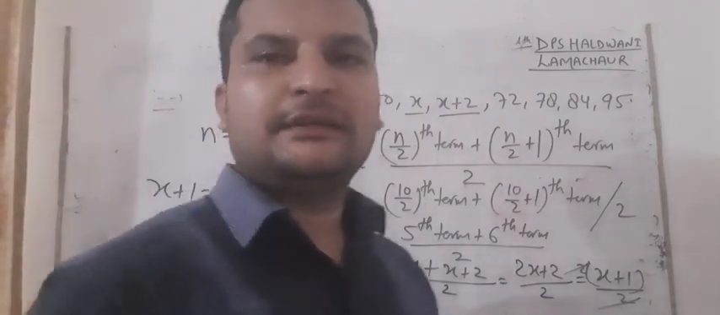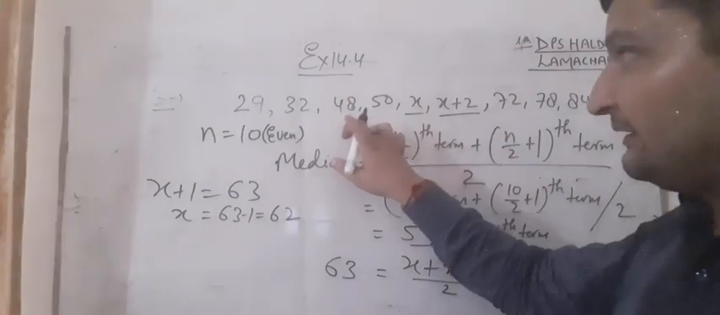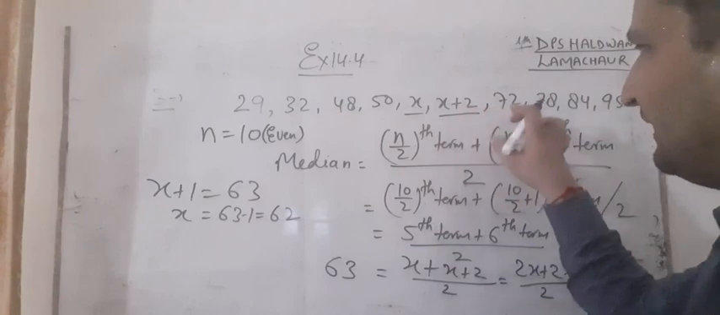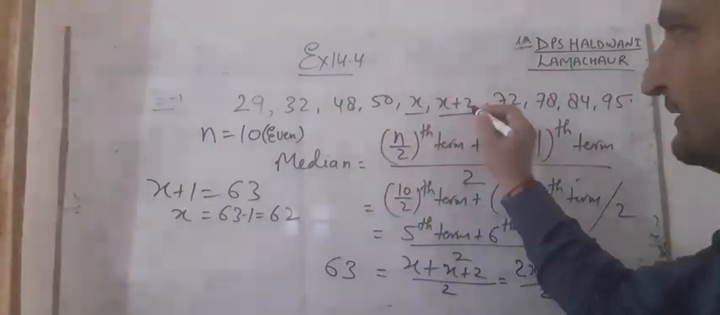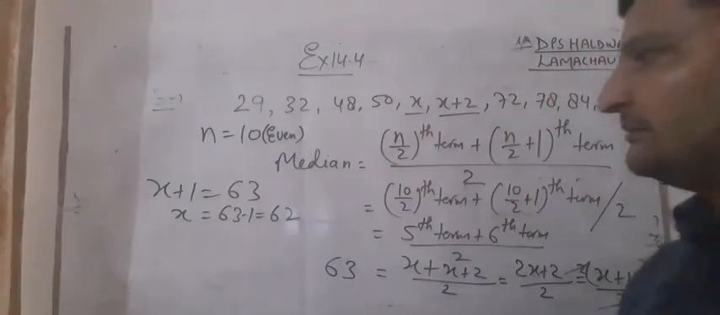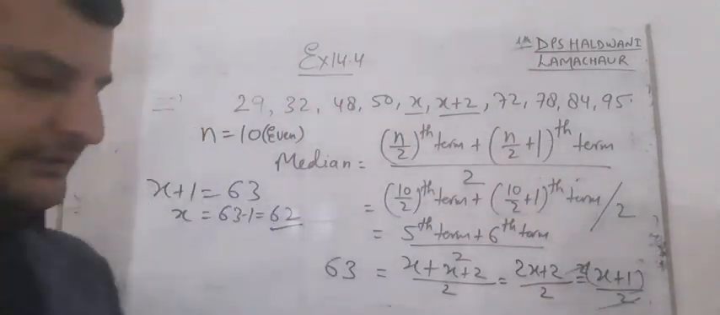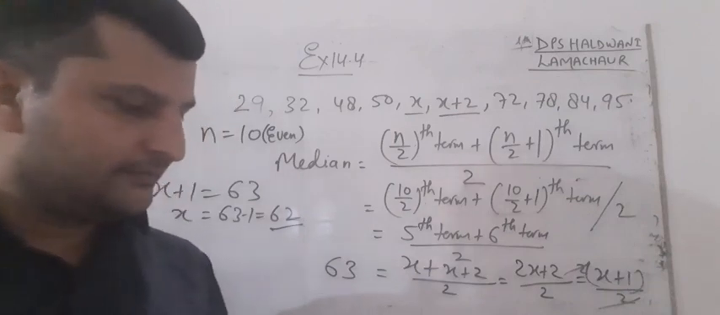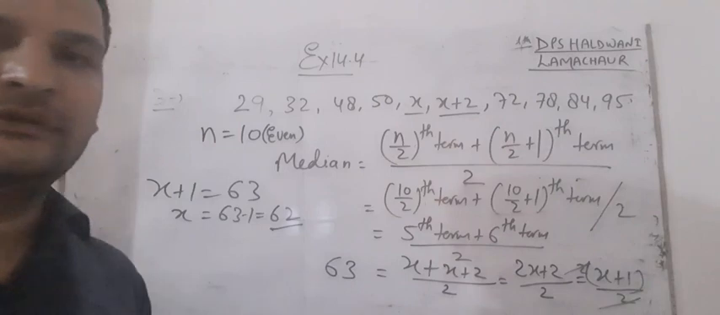So we can check the answer also. 62, look: 48 and 50, then after that we write 62 and then 64 and then 72. So our answer is right, because 62 and 64 come between 50 and 72. So this is the answer. So x is equal to 62. What do we have to find? Only the value of x, not the numbers. We have to find only the value of x here, so we have found it, students.